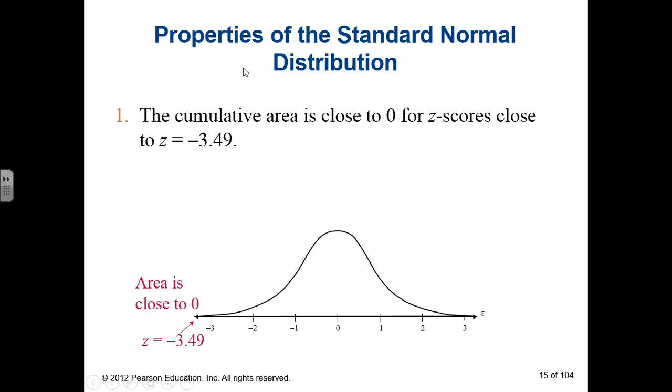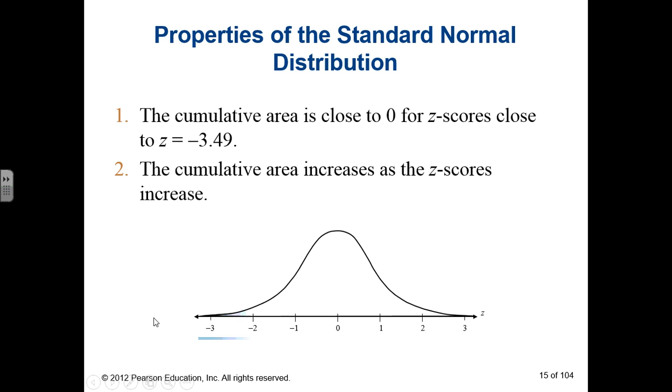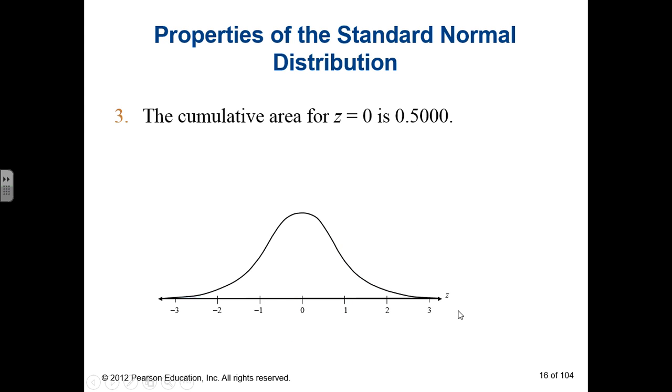Before that, let's look at some properties of the standard normal. Now, the cumulative area, which means area shaded to the left of negative 3.49, well, approximately nothing is shaded to the left, so that area is close to 0. The cumulative area increases as the z-score increases, and if we're looking exactly at the halfway mark at z equals 0, we've shaded in exactly half of the bell curve, so that area is 0.5.